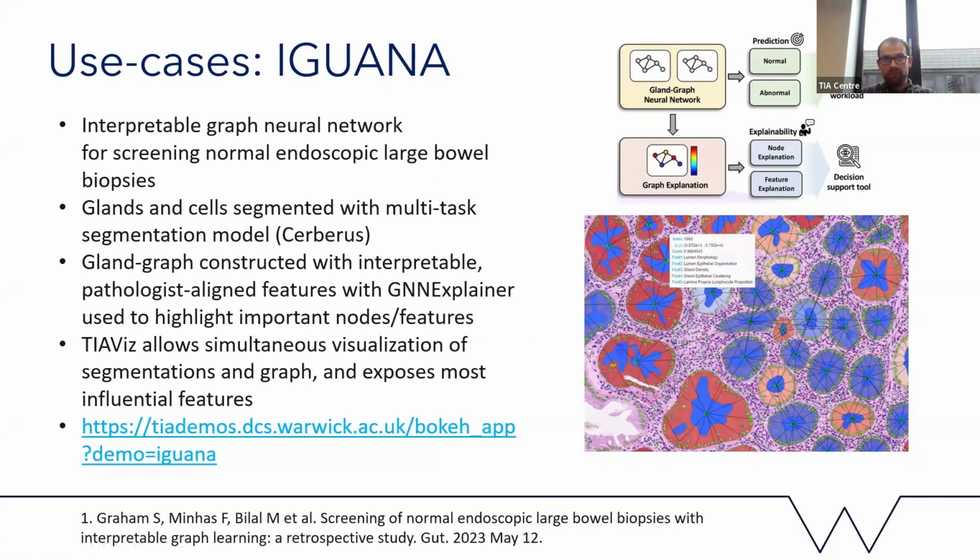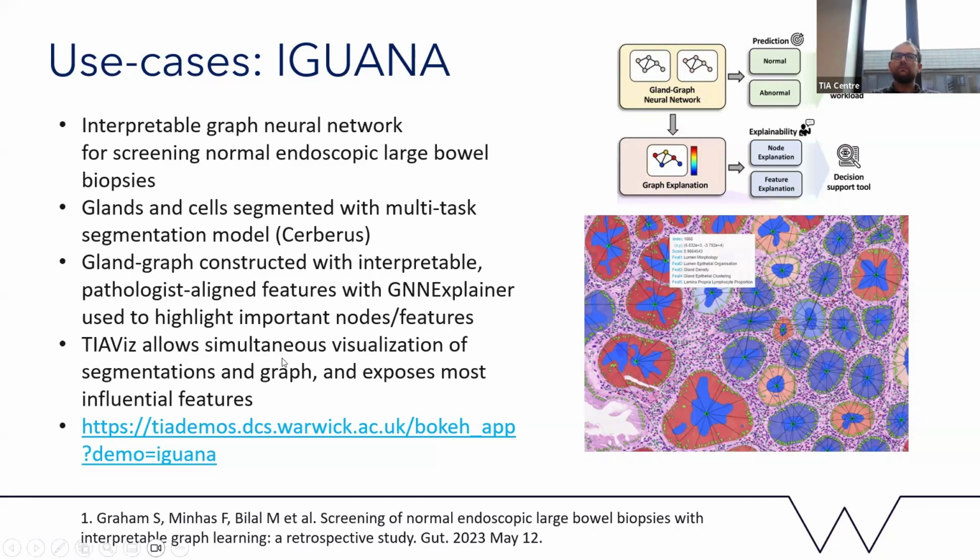It's basically a model that builds an interpretable neural network for screening large bowel biopsies. It segments all of the cells and glands in a whole slide image with this specific multitask segmentation model that Simon also developed, and then constructs a gland graph, with a bunch of interpretable features that were developed in alignment with pathologists to express some of the things they look for in an image. And then there's also an explainer that has been used to highlight which features are most important.